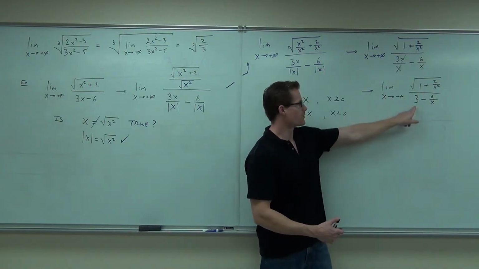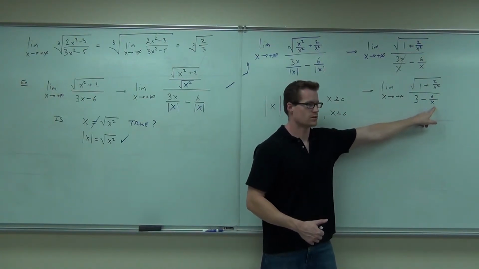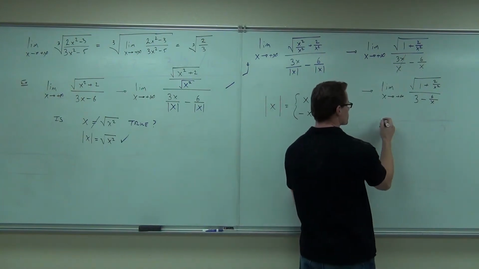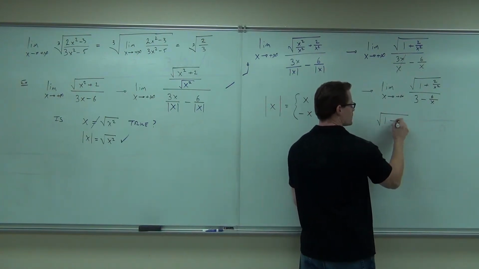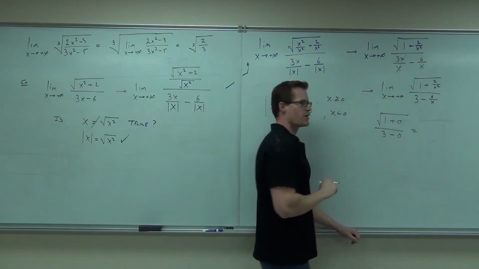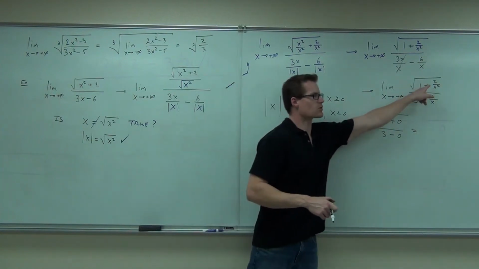Come on. Where's 3 going? Nowhere. 3. Okay. Where's this going? 0. Don't forget what we did last time. This says you're going to do 1 plus 0 over 3 minus 0. Tell me my final answer, please. What is that? 1/3. Are you okay on getting a 0 and a 0?